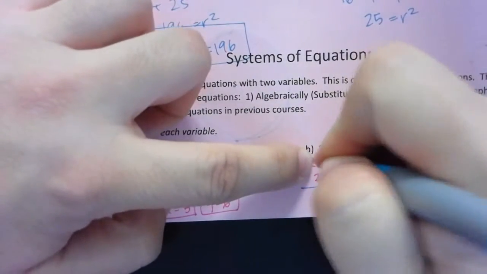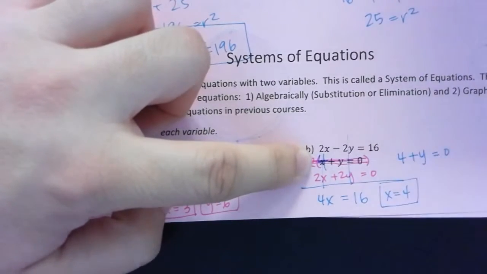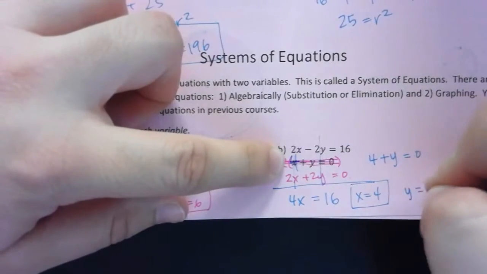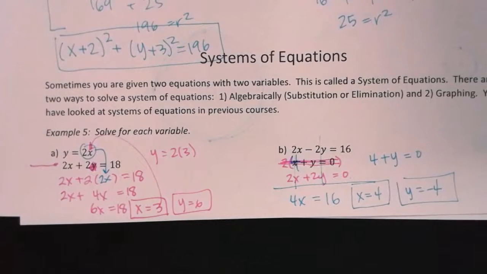So if I plug in a 4 right here, 4 plus y equals 0. So y equals negative 4. Which, yeah, I like that one better. It doesn't matter what you do. I think the homework assignment says solve by substitution.